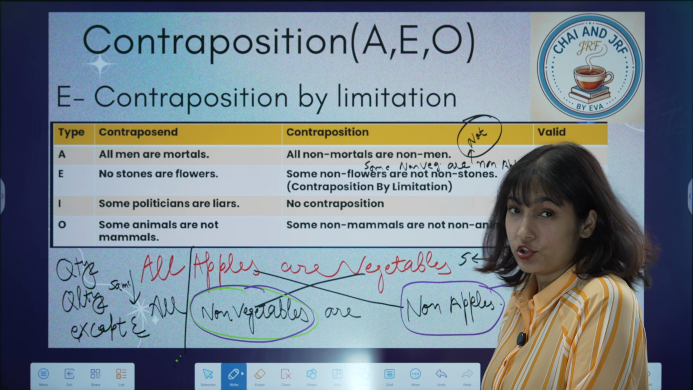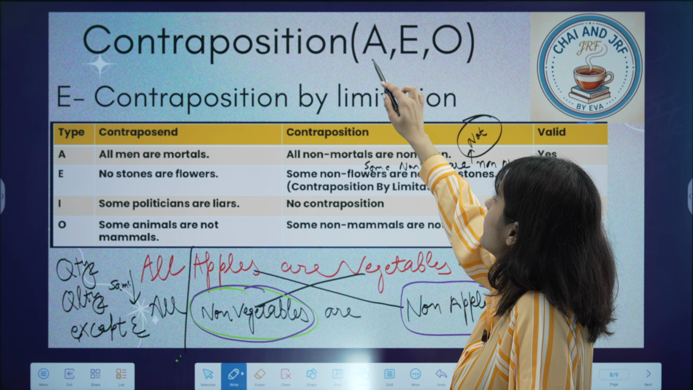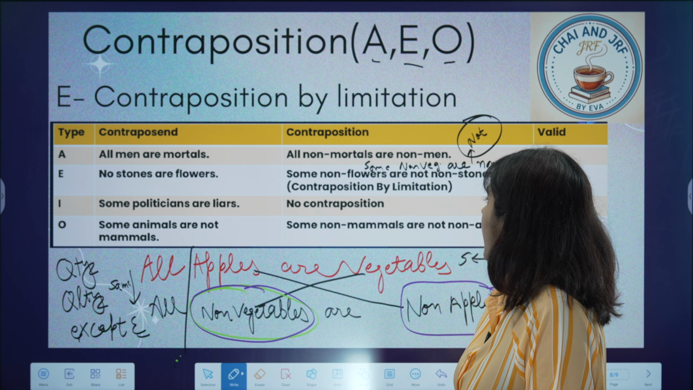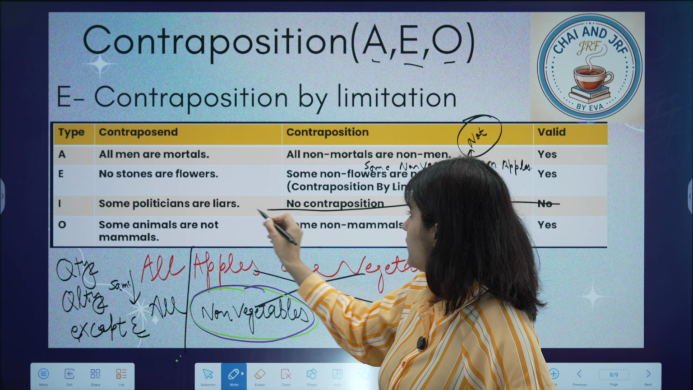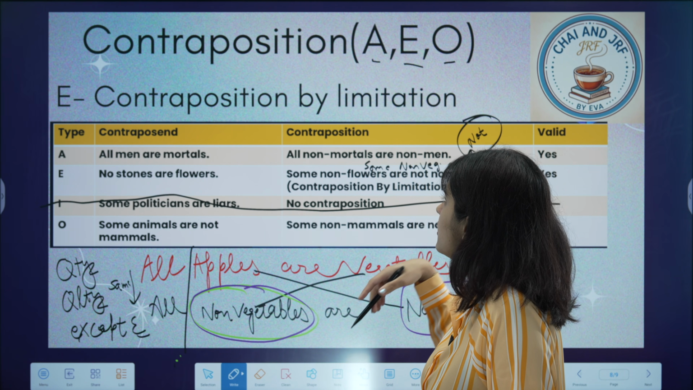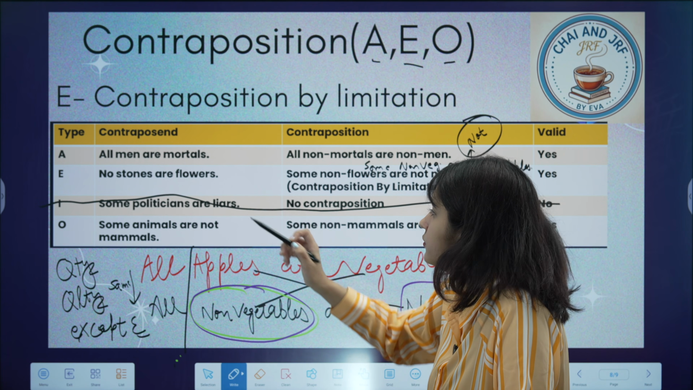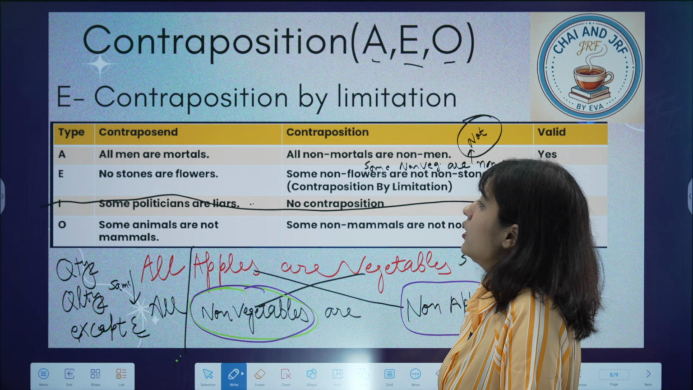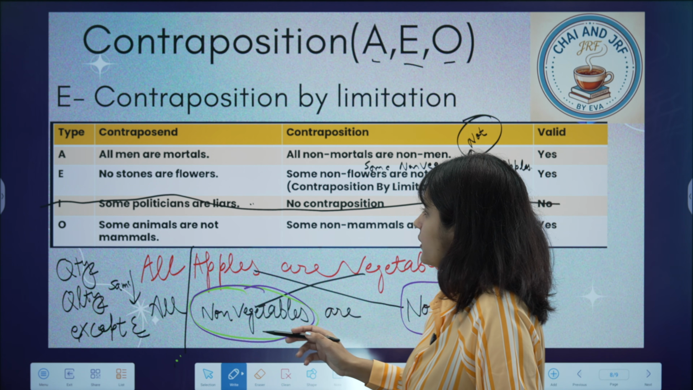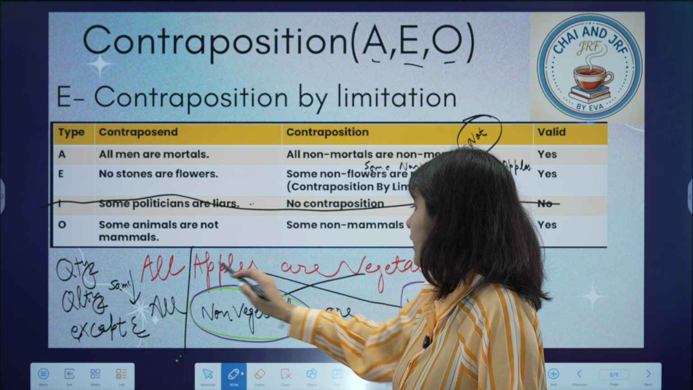that is contraposition. So what is going to happen in contraposition? Contraposition is applicable to A, E, O type of proposition. It will not include I type of proposition, so it is discarded already. So we are not going to use the contraposition logical equivalent statement. We cannot convert it to another form for this I proposition. For others we can simply change that. So what is the rule here? Let's take a basic example that was all apples are vegetables.